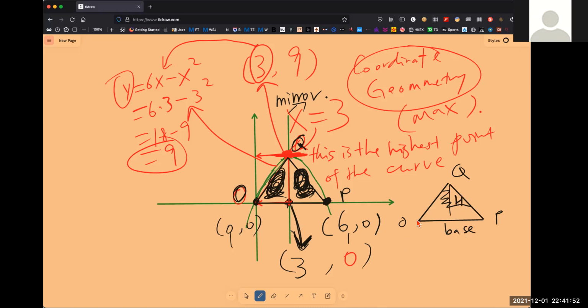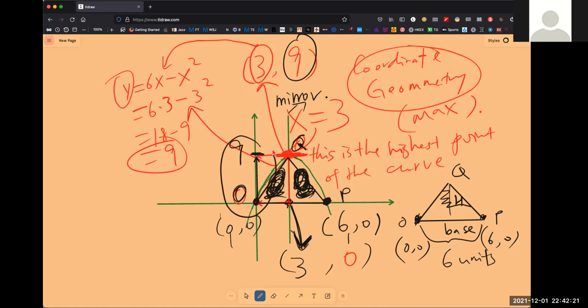So what's the base? The base is from 0, 0 to 6, 0. So the distance is 6 units for the base. Then you need to find out what's the height. So the height here is from here to here. Okay, this is 9. So this point is 9. So from this 0 point to here is actually 9 units. Okay, so the height is actually 9 units.